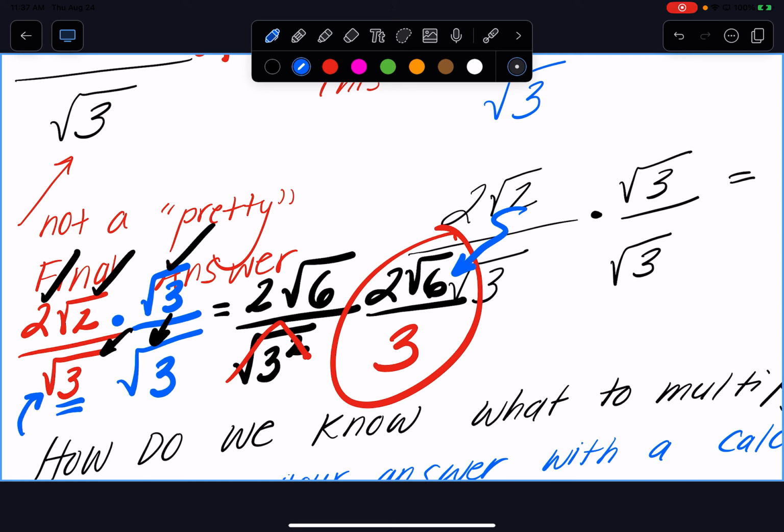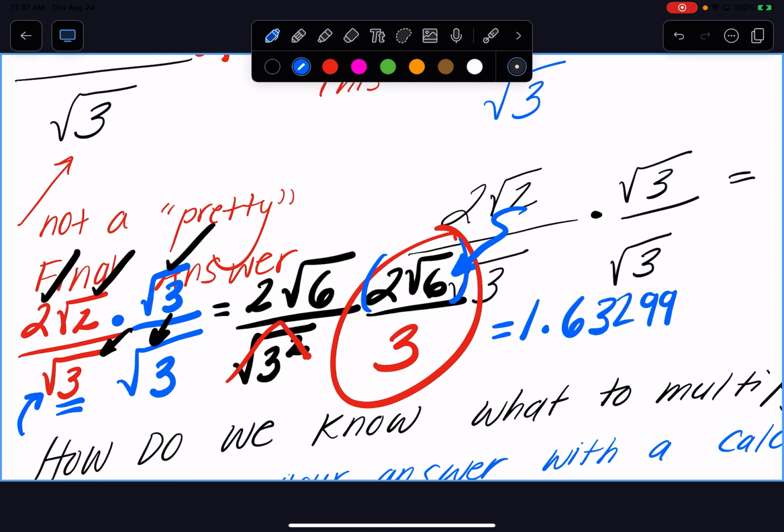2 square roots of 6. I'm going to put the top in parentheses so my calculator is not going to calculate it wrong. And then divide by 3. I get the decimal value of 1.63299. You get the picture.